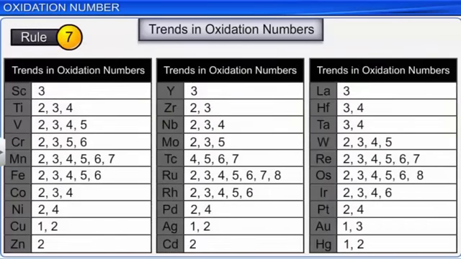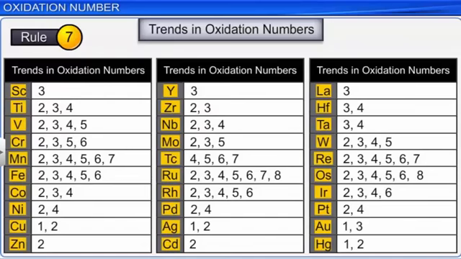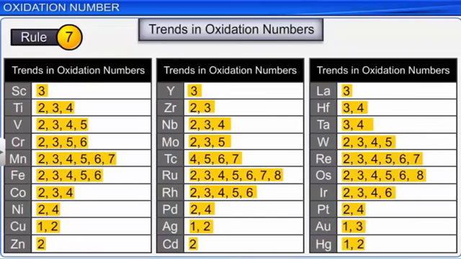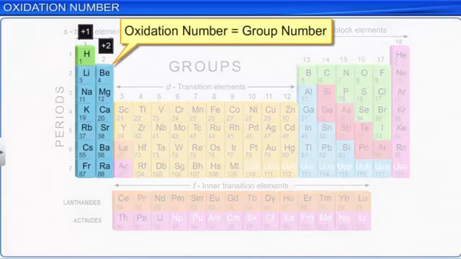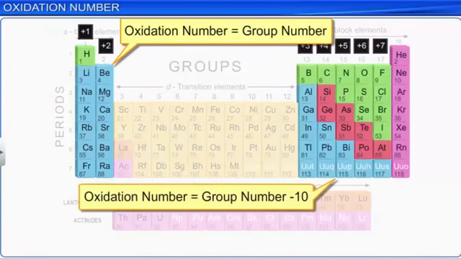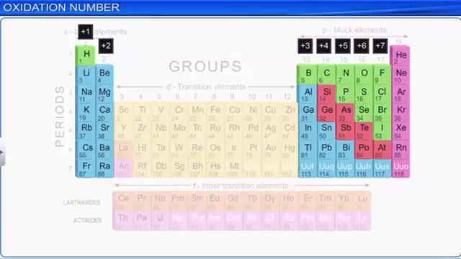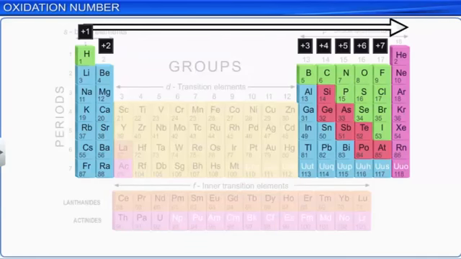The atoms of transition or d block elements exhibit several oxidation numbers. The table shown here depicts the variable oxidation states exhibited by the transition elements. The highest oxidation number of a representative element is the group number for the first two groups and the group number minus 10 for the remaining groups. This shows that the highest value of oxidation number exhibited by an atom of an element increases across the period in the periodic table.